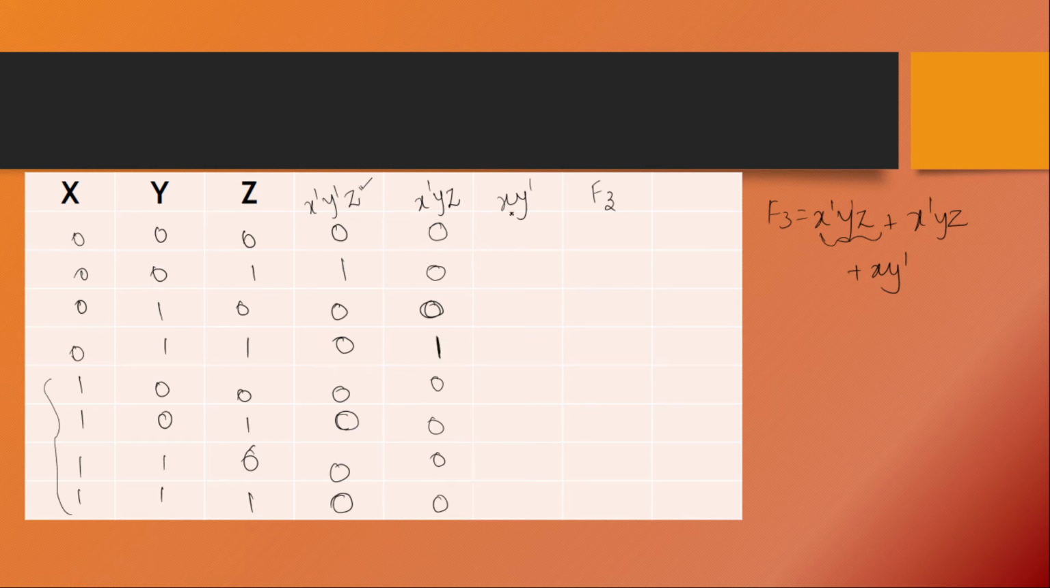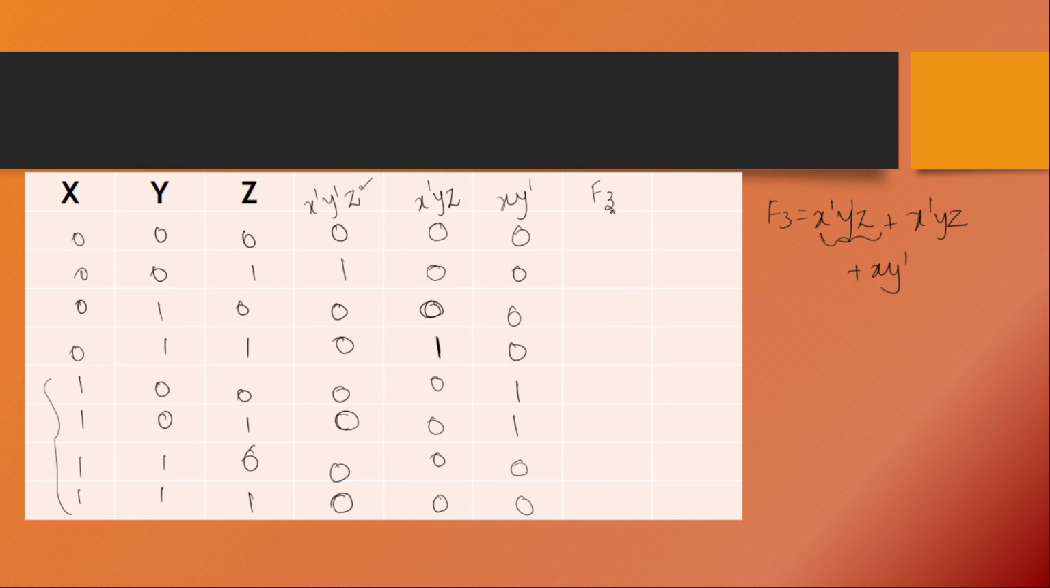Moving further, the third output column, x into y dash. Wherever you have x as 0, definitely the answer is going to be 0. So for the first 4 rows, we have all zeros. Now I have all the x's as 1, so now I have to consider y dash here. So 1 and y is 0, so y dash becomes 1. So it is 1 and 1. Again 1 and 1, that becomes 1. But here x is 1, y is 1, so y dash is 0. So 1 and 0 becomes 0. And finally the last row is also 0.